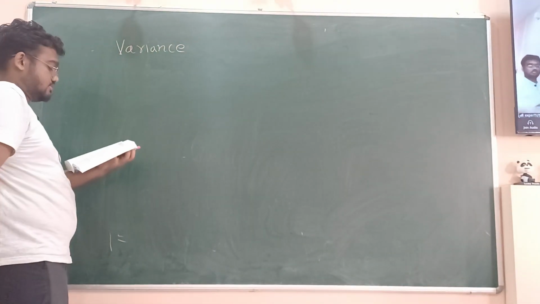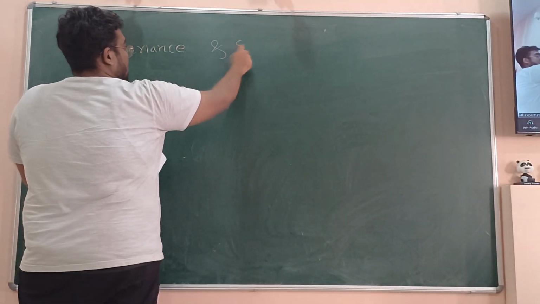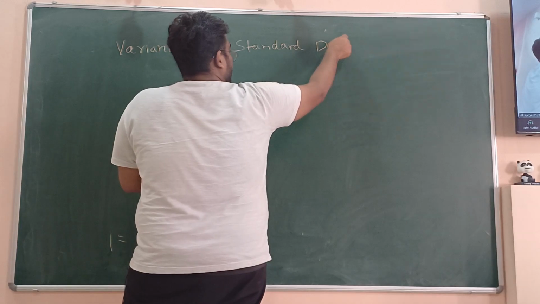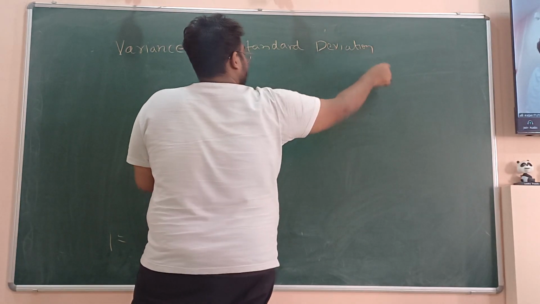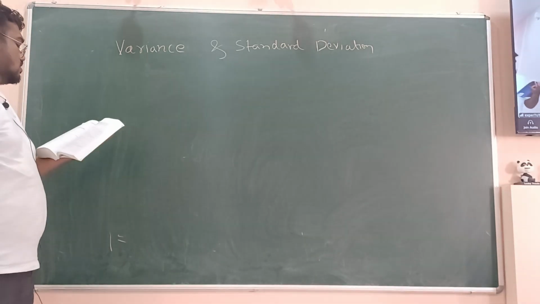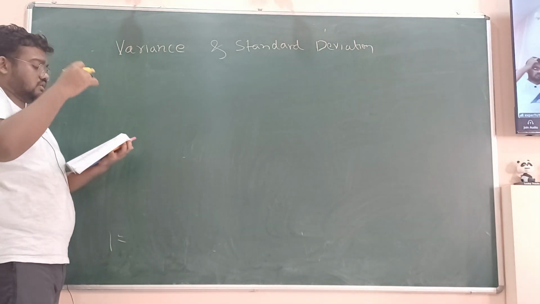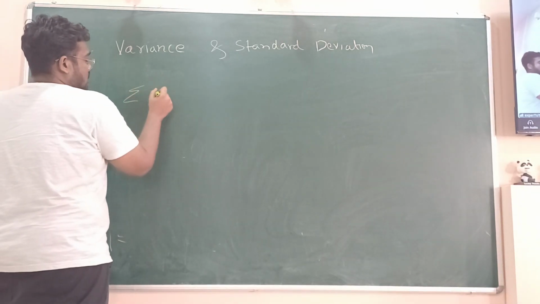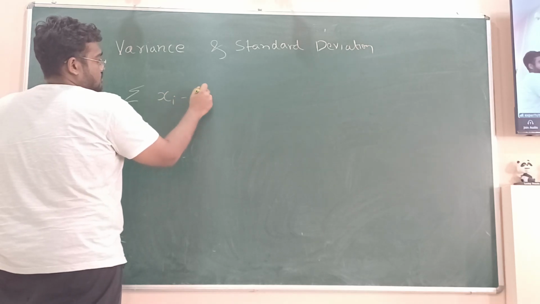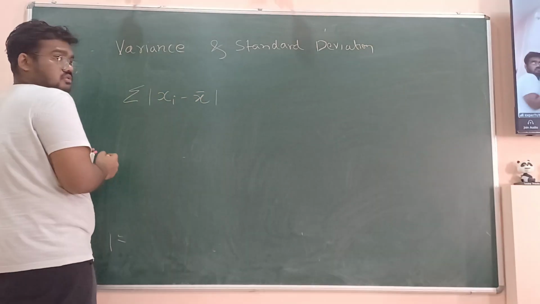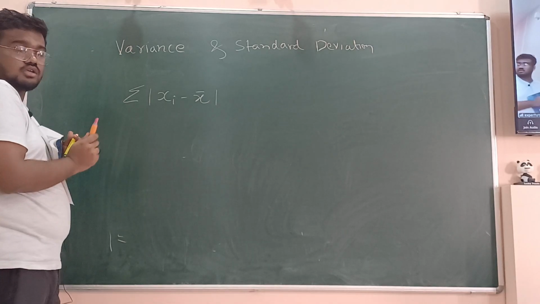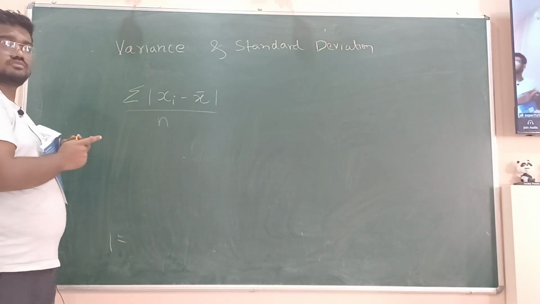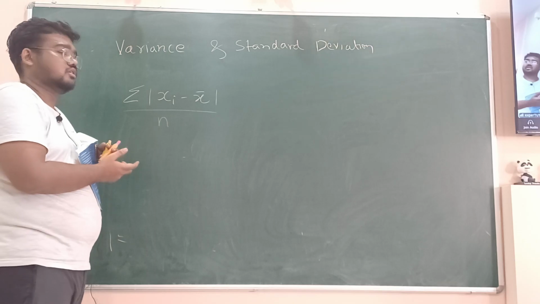Because let's write it: variance and standard deviation. Okay. So for doing mean deviation, what we were doing was sigma xi minus x bar, and then you were taking a mod. This is the sum of all deviations. You divide it by n, and when you divide it by n, what do you get? Mean deviation, average of all deviations, right?